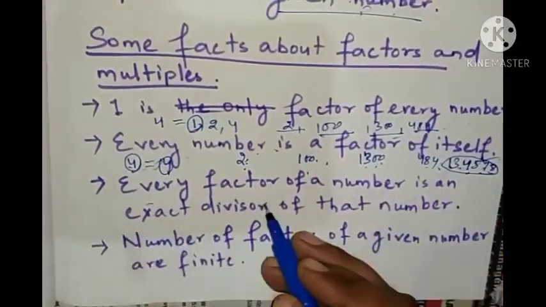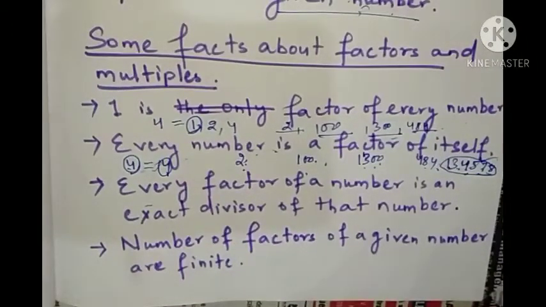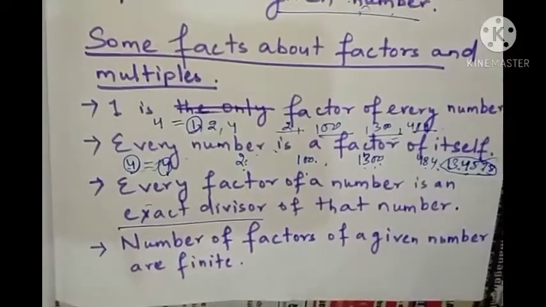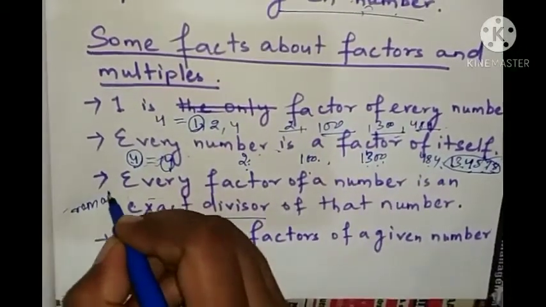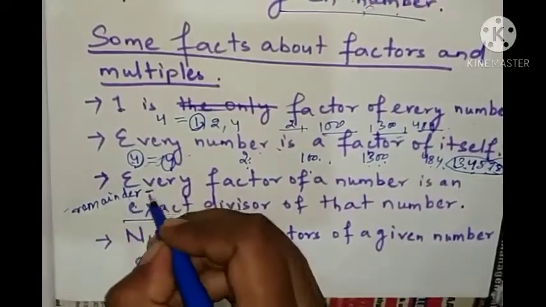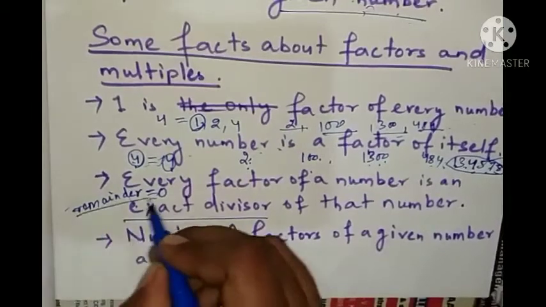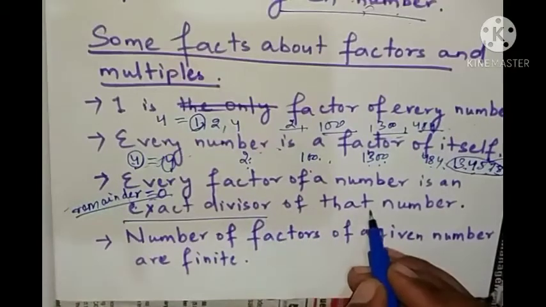Next is, every factor of a number is the exact divisor of that number. So you have studied, in the definition of factor, what we have written, that factor is the exact divisor of that number. So every factor is an exact divisor of that number. Exact divisor means what? Remainder is always 0. When you are dividing with that number, you are getting the remainder 0. That time, that is the exact divisor.